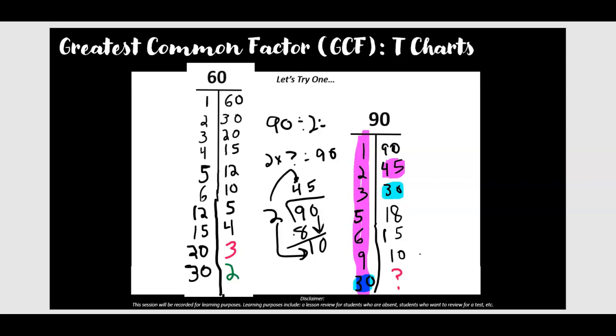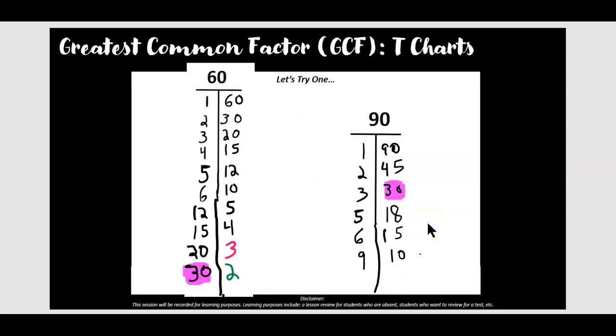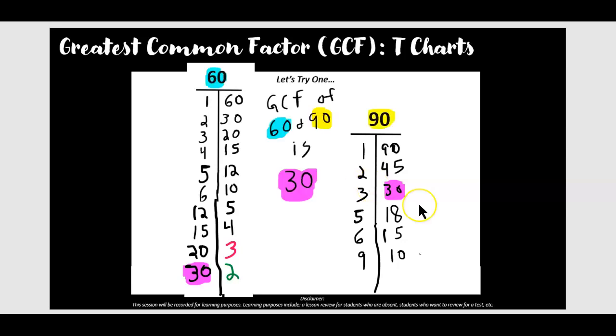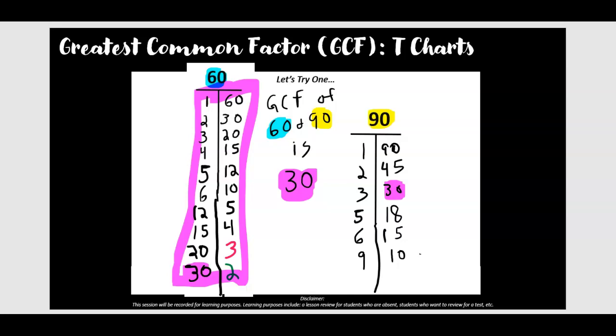So let's see. What about 30? Does 30 work? We already did 30. But 90? Wait a second. I just realized, is 45 one of the numbers over here? It's not. So we don't even need to worry about it. It's not going to help. Even if 45 was a factor of 90, which it is because it's 2 times 45, it doesn't help us because there's no 45s over here. So the one that's going to help us, I think, is this one.